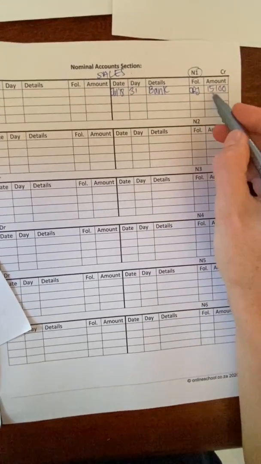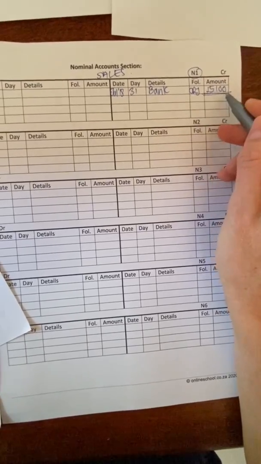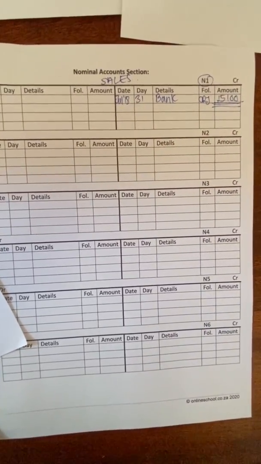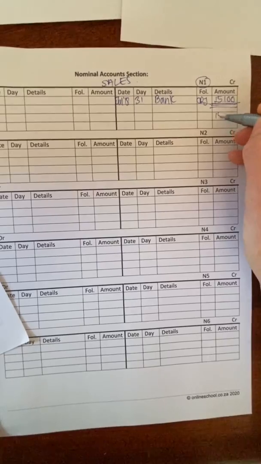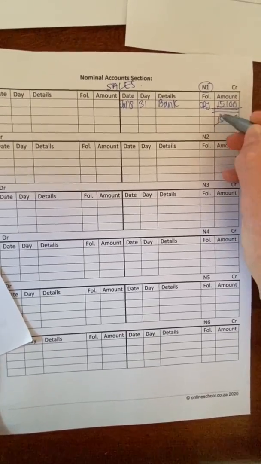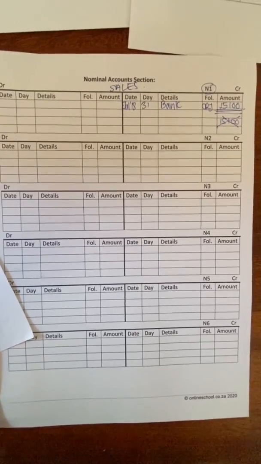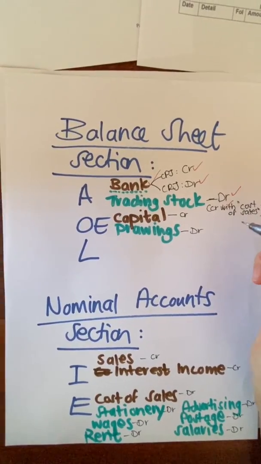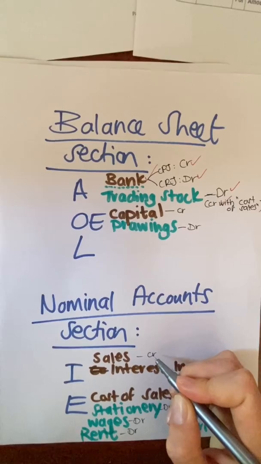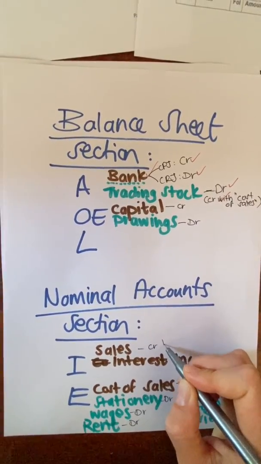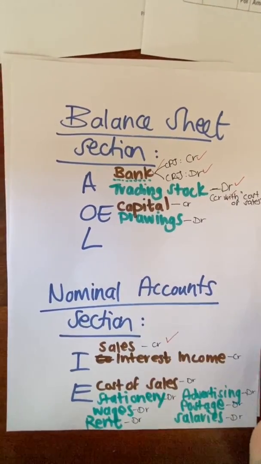So all I do is I just underline this. You're going to use a ruler to say that is my total for the month. I don't need to come and write 15,100 again. I just draw my double line and I say there is my total. So that was the sales account that we have now posted to the general ledger. I'm done with that. I can tick it off.